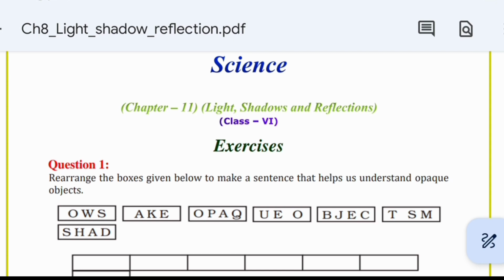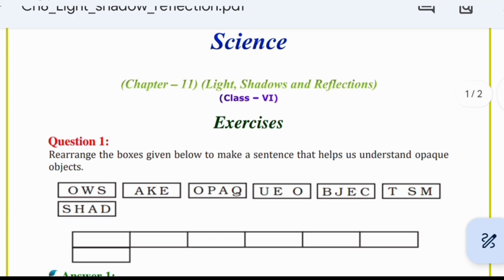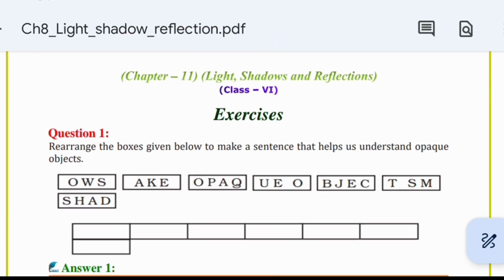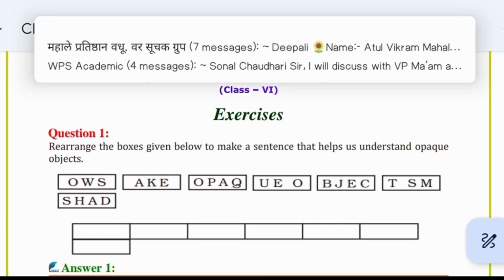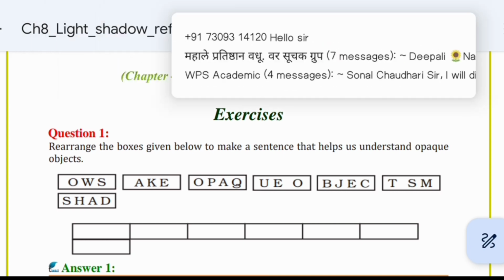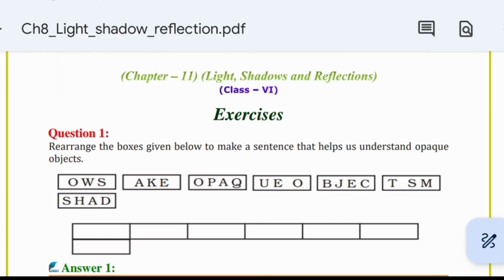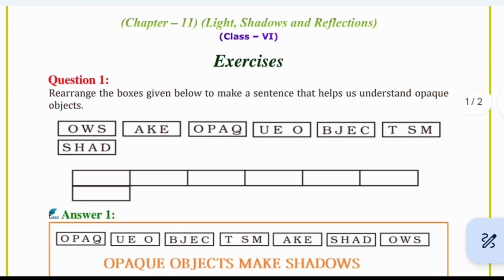Rearrange the boxes given below to make a sentence that helps us to understand opaque objects. So there are some jumbled boxes given in which there are some letters. So we have to arrange them properly and make a sentence. Right. So let's see what is the solution.